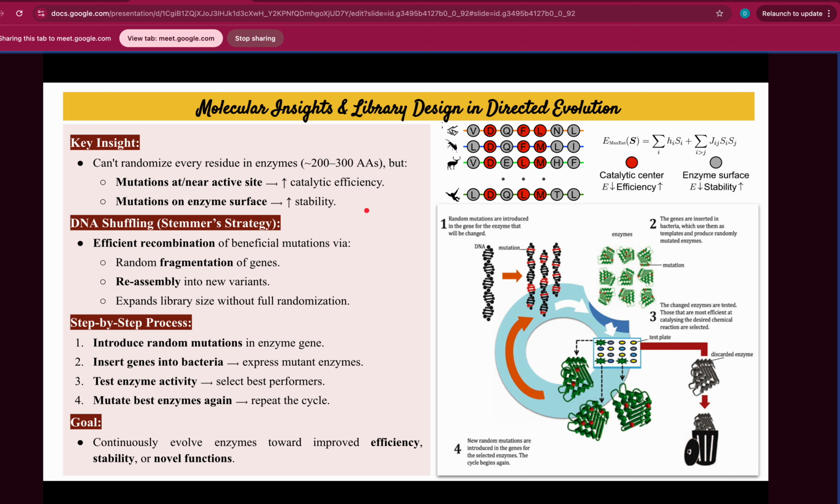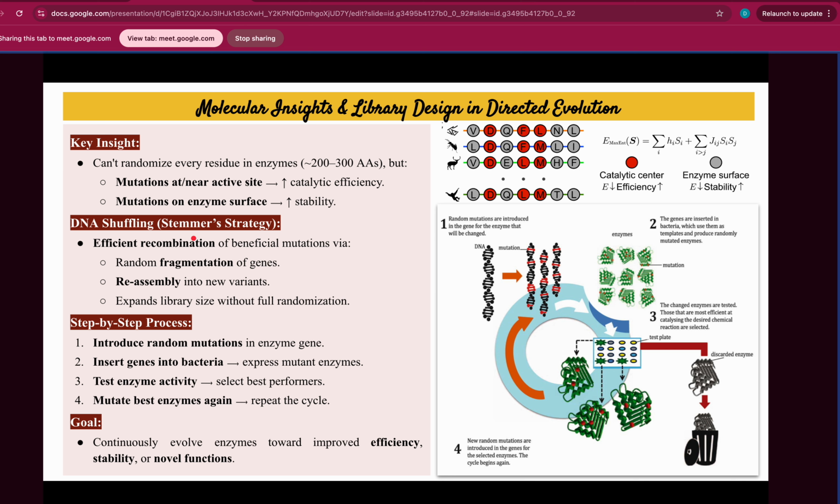Because proteins get folded into a three-dimensional structure, the surface is the one which is interacting with the aqueous environment. So if we change a residue on the surface, it can also change the stability. It can increase the stability if that residue is hydrophilic or polar, but if it is hydrophobic, then it will reduce the stability of our protein. So these are the insights which we have learned through time, about what are the favorable sites to bring about the mutations.